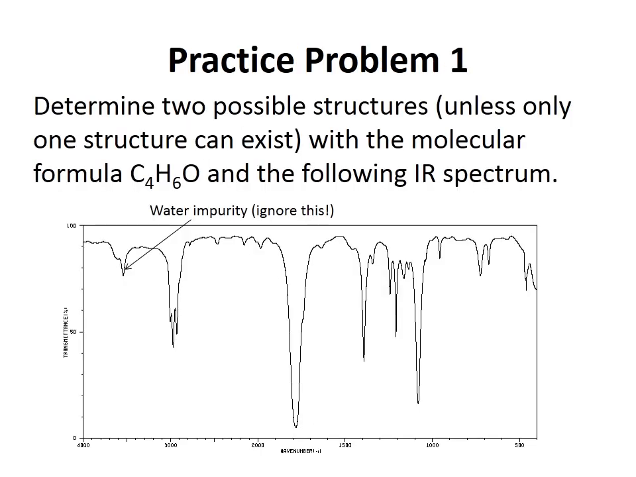Practice problem 1. Determine 2 possible structures, unless only one structure can exist, with the molecular formula C4H6O and the following IR spectrum. There's a water impurity, so you want to ignore this. And remember to use the steps that you saw in the previous slide, which include calculating the degree of unsaturation.